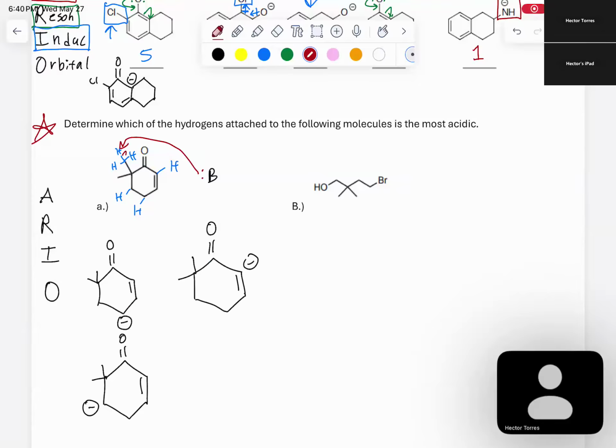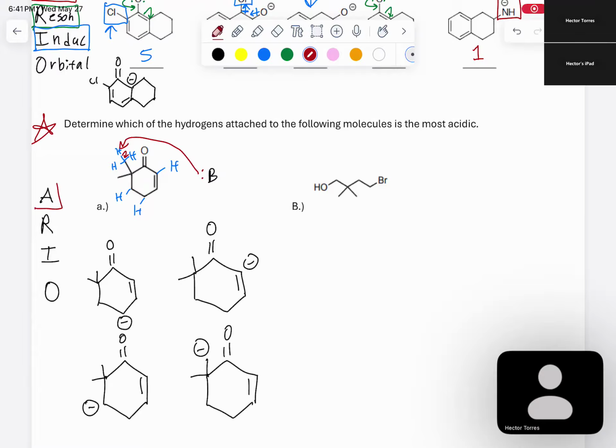I know this is a lot of work, but I highly recommend that you go through all these steps just so that you don't miss anything. Also at the beginning, you never know which one's going to be the most acidic just by looking at it. So practicing and seeing different options is very important, because now I have 4 options. And again, we're going to use ARIO to be able to see which of these conjugate bases are going to be the most stable.